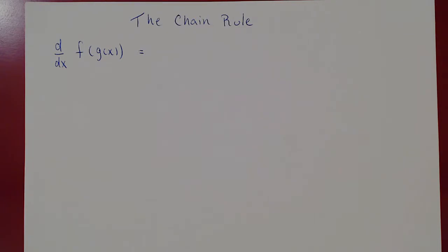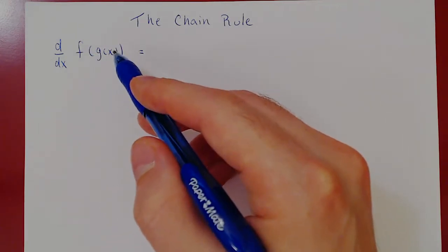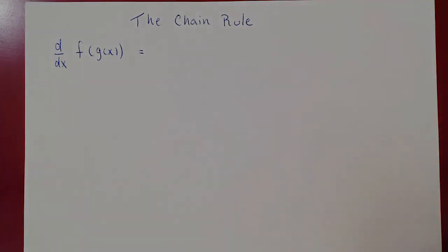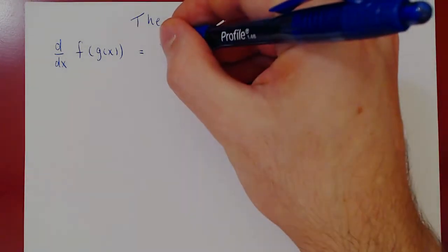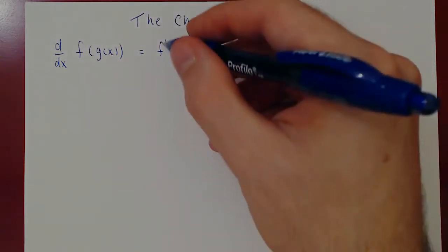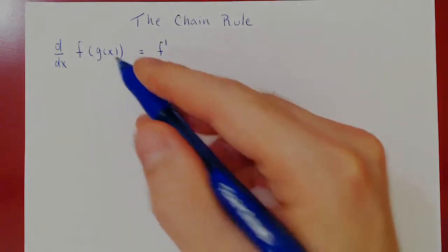rule of differentiation. And the way to think about it is like peeling an onion. We start with the outer layer and we work our way towards the inside. So if you think of this here, we have f of g of x. So the outer function is f. So the chain rule says first differentiate the outside function. So f prime.